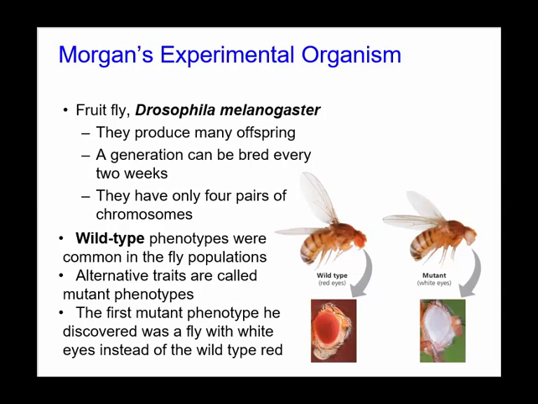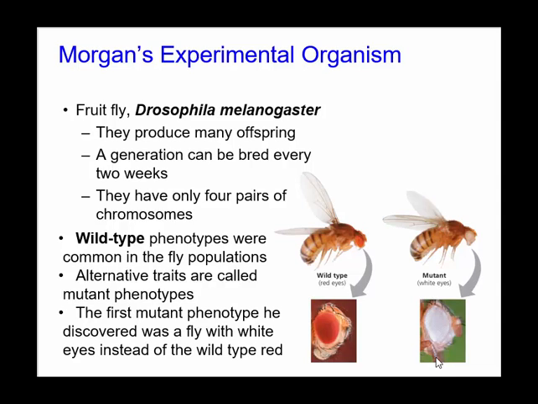Another thing as well is Morgan noticed that there were certain types of fruit flies that were just more common. Say, take this red eye example. Red-eyed fruit flies were very common, and they called that the wild type. But there were sometimes traits that were really rare, and these were called the mutant types. And in this case, we're seeing a white-eyed fruit fly.